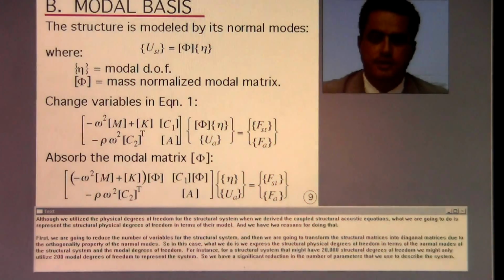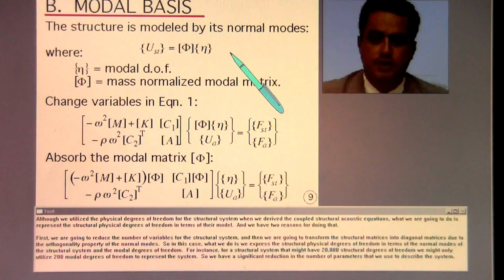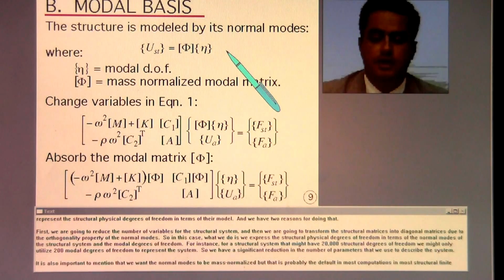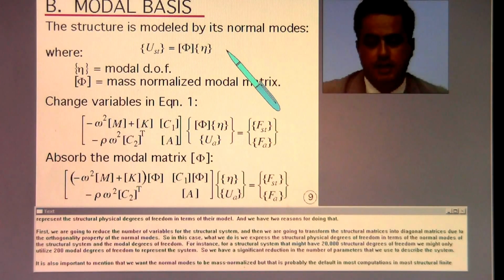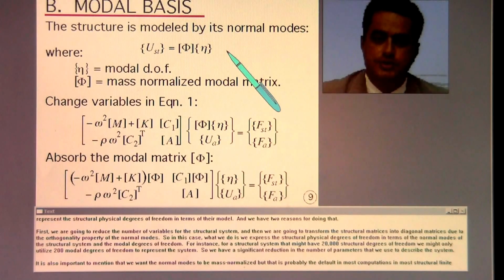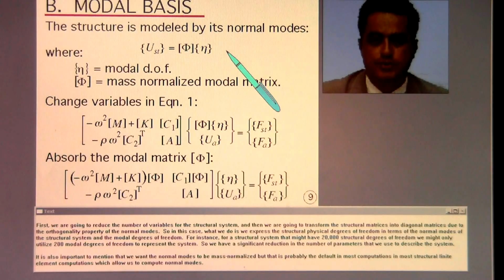Although we utilized the physical degrees of freedom for the structural system when we derived the coupled structural acoustic equations, what we are going to do is represent the structural physical degrees of freedom in terms of their modal degrees of freedom. We have two reasons for doing that. First, we are going to reduce the number of variables for the structural system, and then we are going to transform the structural matrices into diagonal matrices due to the orthogonality property of the normal modes.